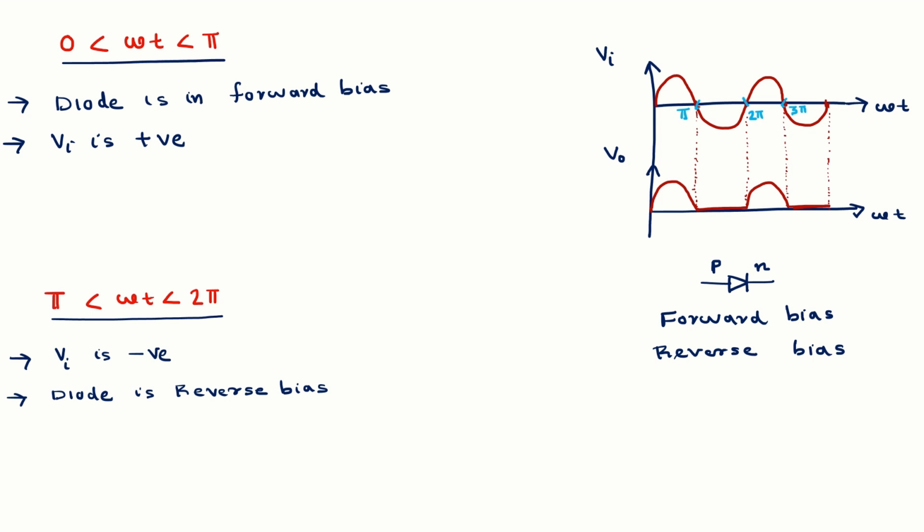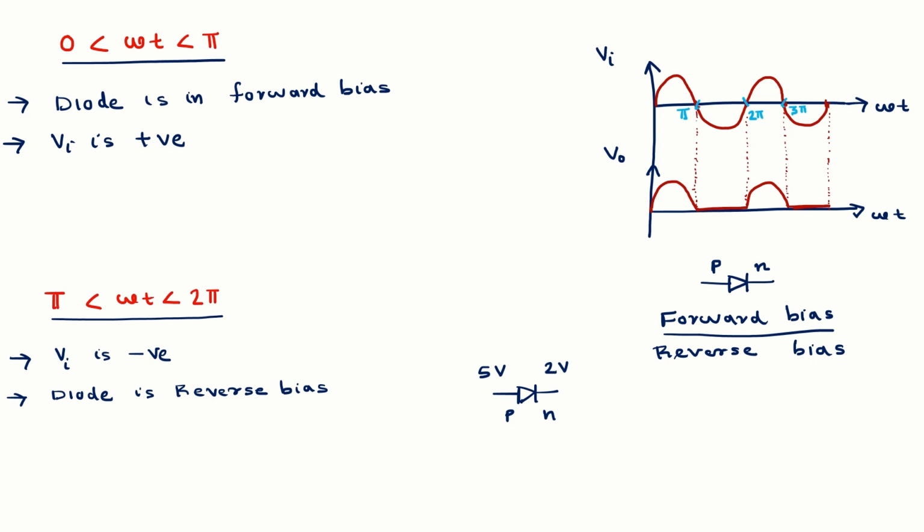For example, in forward bias, I am applying a voltage of 5 volt to the p side of the diode, and I am applying 2 volt to the n side. So here the voltage at the p side is greater than that of the n side. That is, 2 volt is less than 5 volt. The voltage at the p side is greater than that of the n side, so I can say that the diode is in forward bias.